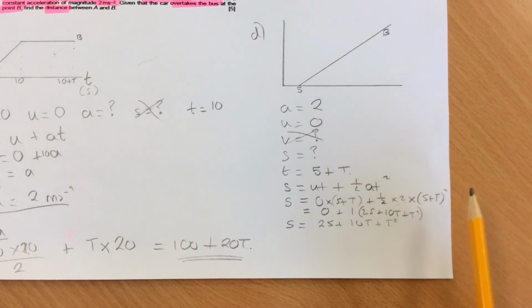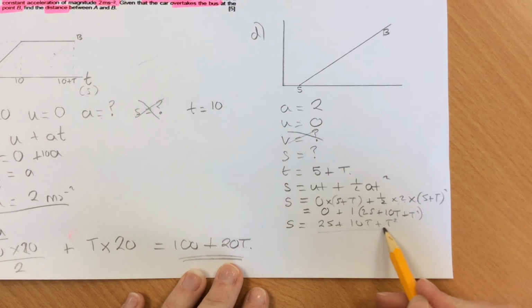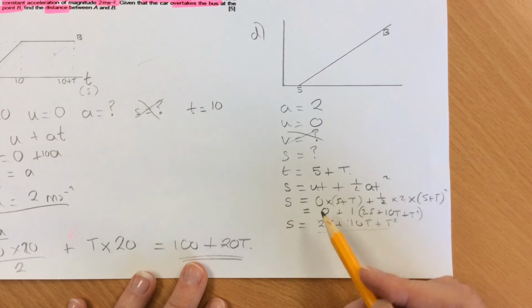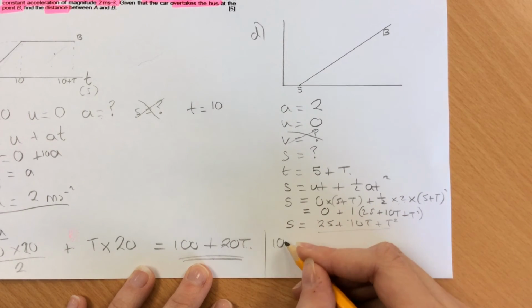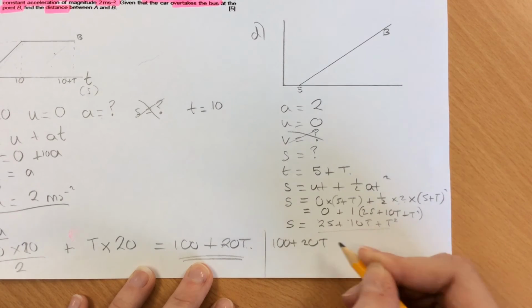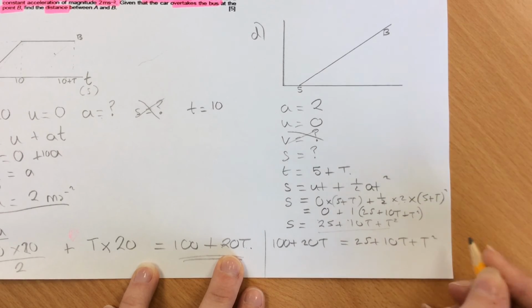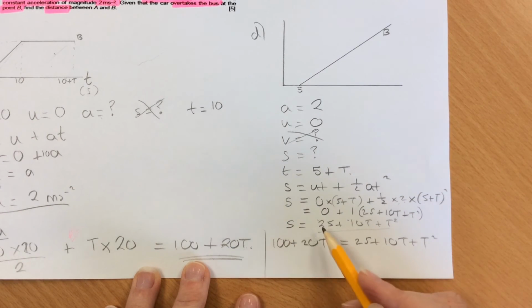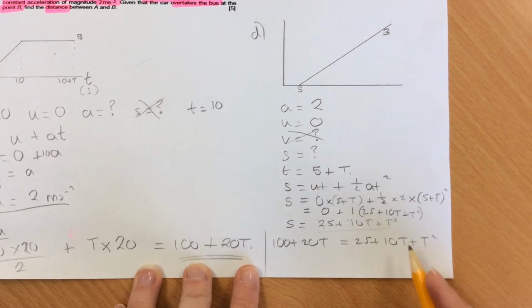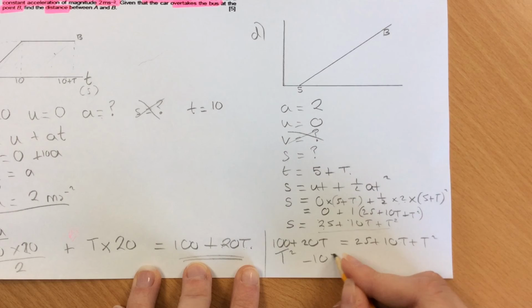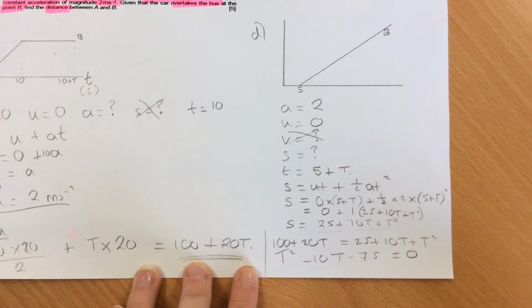So if we have a look at this now, we've now got an equation for s, which is here. This is our equation for distance, and this one is an equation for distance. So what we can go on and do there is put these two equal to each other. So we end up with 100 plus 20t equals 25 plus 10t plus t squared. Putting these two expressions equal to each other because they're both the distance, just in different forms. Then we can go and rearrange this. So move the 20t over, move the 100 over. We get t squared minus 10t minus 75 equals 0.